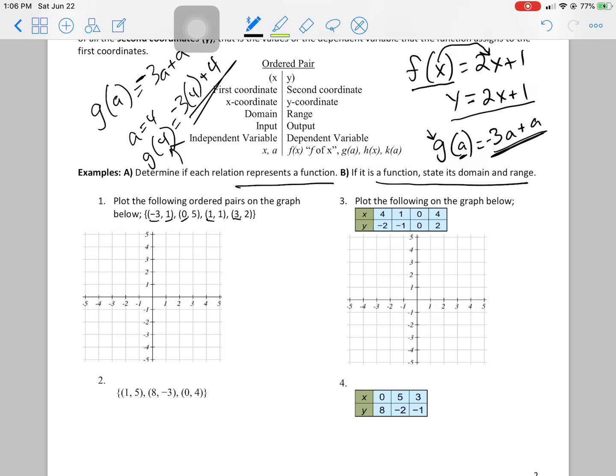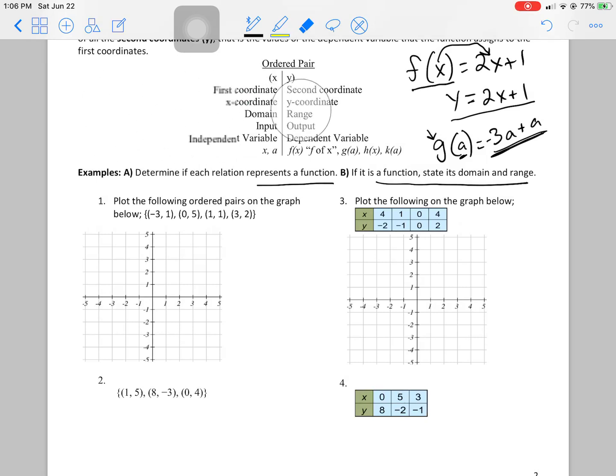It's okay if some of the y's are the same. It doesn't really matter. Think of that input-output machine. If you put something in for x, what do you get out for y? I should not get ahead of myself. I apologize. Hang on. Let's just graph these ordered pairs right here.